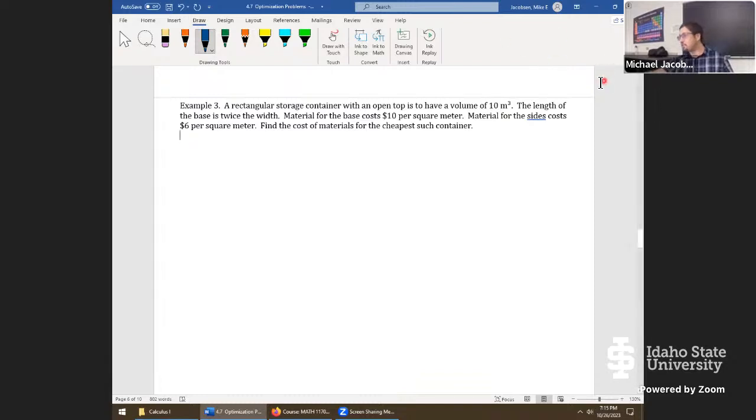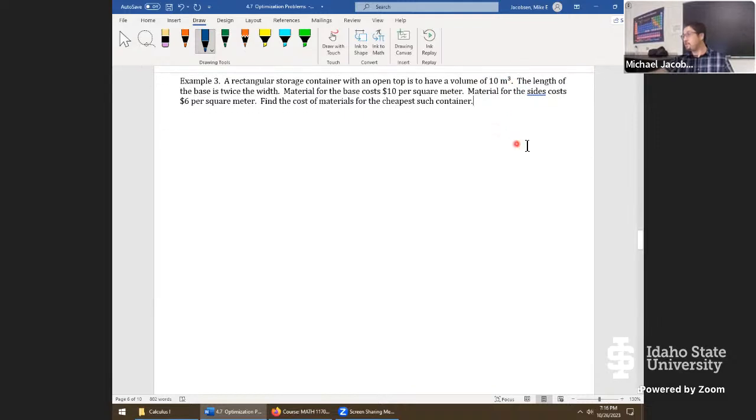So it says a rectangular storage container with an open top is to have a volume of 10 cubic meters. The length of the base is twice the width, and the materials for the base cost $10 per square meter. Materials for the sides cost $6 per square meter, so we're cheaping out on the sides for some reason. We want to find the cost of materials for the cheapest such container. So we're minimizing cost, which definitely from a business standpoint is a reasonable kind of problem for optimization.